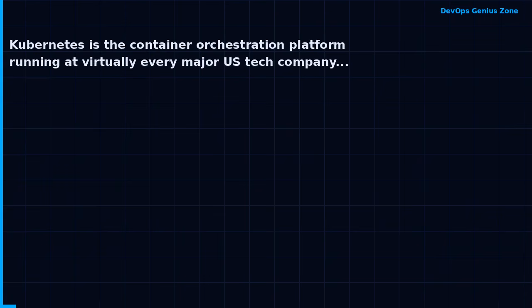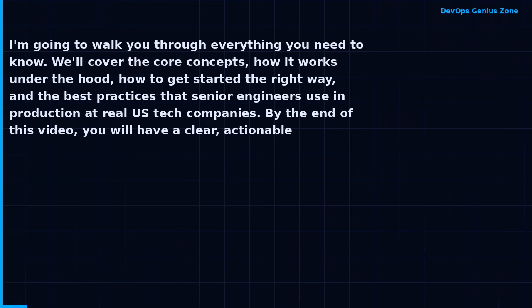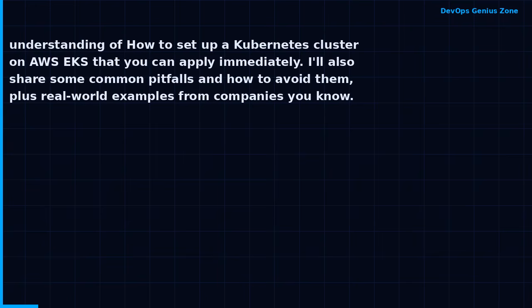We'll cover the core concepts, how it works under the hood, how to get started the right way, and the best practices that senior engineers use in production at real US tech companies. By the end of this video, you will have a clear, actionable understanding of how to set up a Kubernetes cluster on AWS EKS that you can apply immediately. I'll also share some common pitfalls and how to avoid them, plus real-world examples from companies you know.